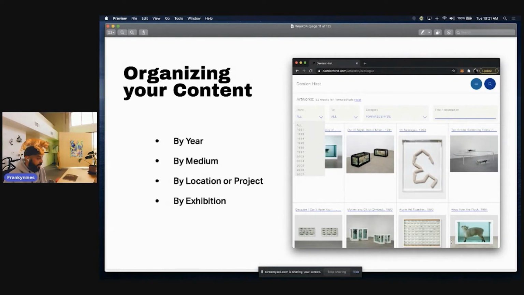Organizing your content. A way that you can organize, and this is, again, good for archiving your body of work, is organizing by the year, which is always interesting. This is a Damien Hirst website, and you can see his work dates back all the way to '91. That's 20 years ago. And he has all of his body of work from the different exhibitions and the different categories, whether it be his formaldehyde work, his taxidermy stuff, or his fine art pieces. You can see that he categorizes them all.